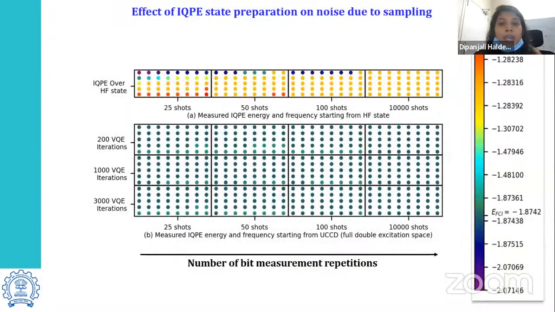Now, we have again conducted 40 quantum phase estimation experiments starting from a variationally prepared state. And what we observe is that all the times we reach the greenish bluish region, which is basically the correct eigenstate.